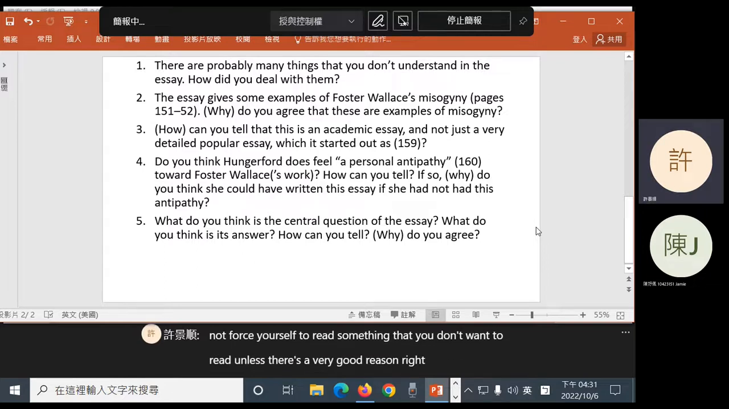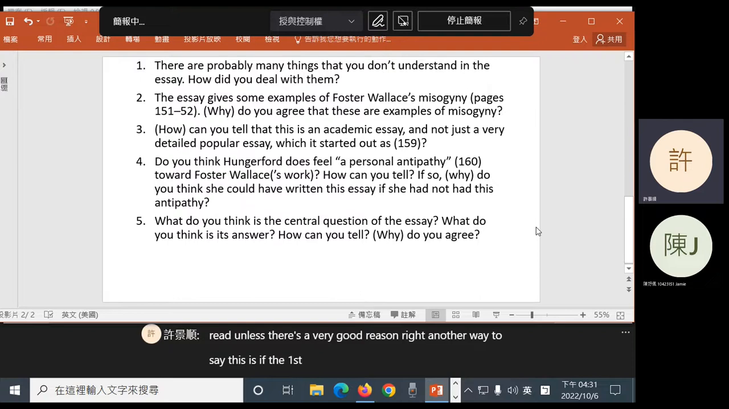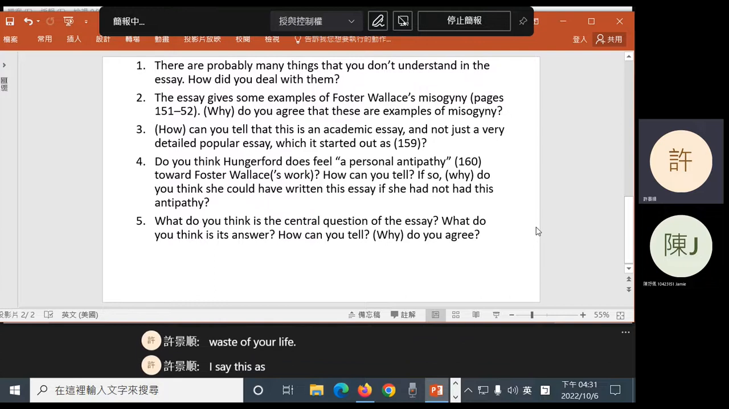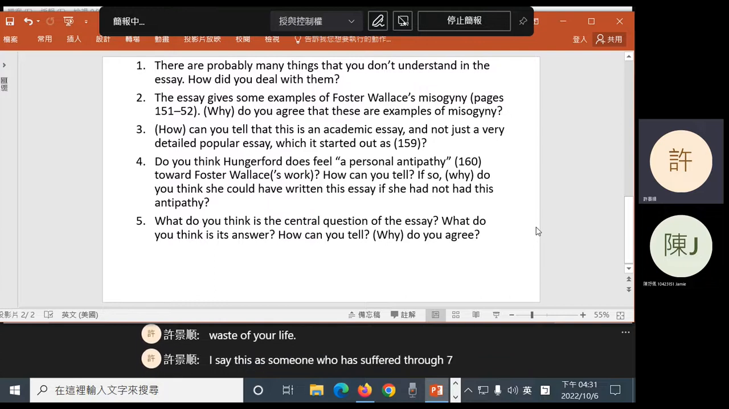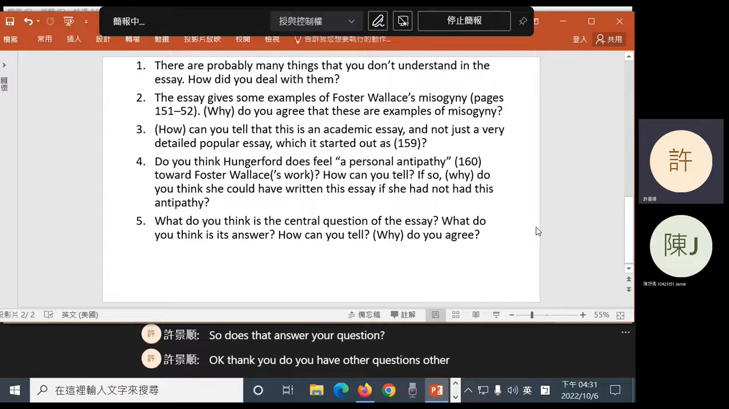Another way to say this is, if the first episode of the TV show is bad, you don't have to wait for the second episode, right? It's just a waste of your life. I say this as someone who has suffered through 7 episodes of She-Hulk, and I'm still going. So does that answer your question? Okay, thank you. Do you have other questions, other ideas?